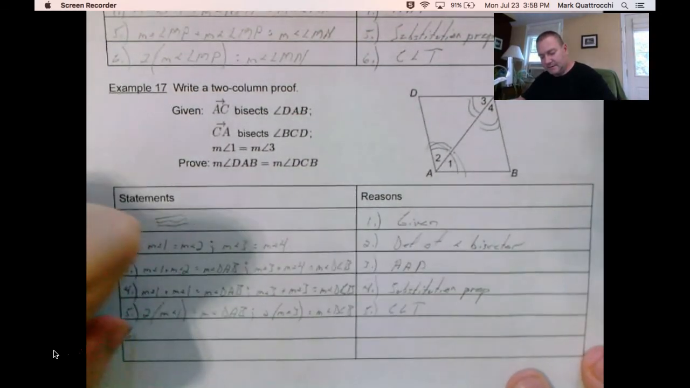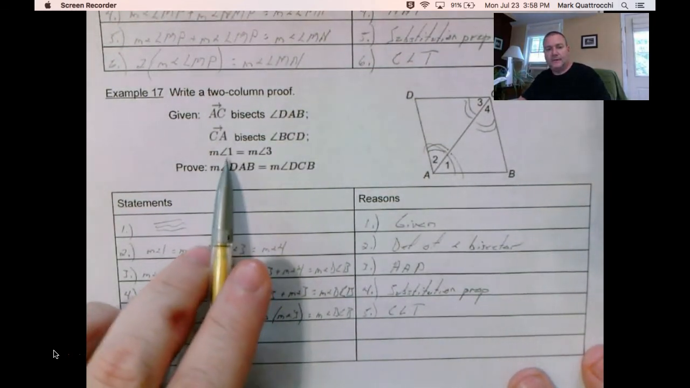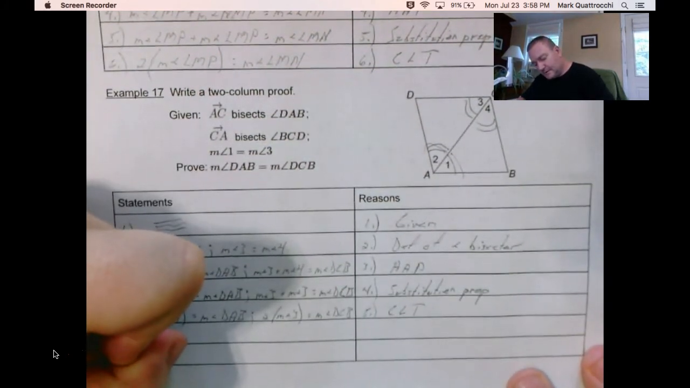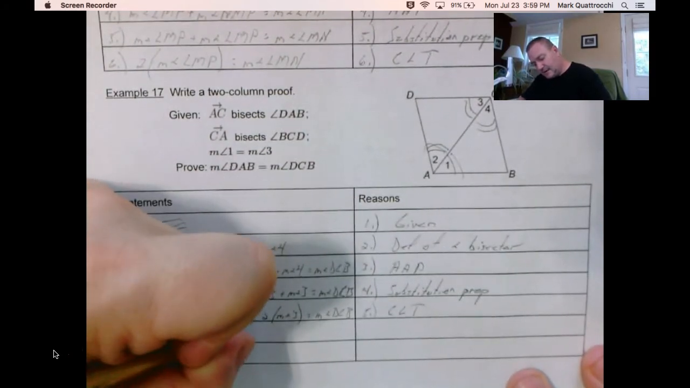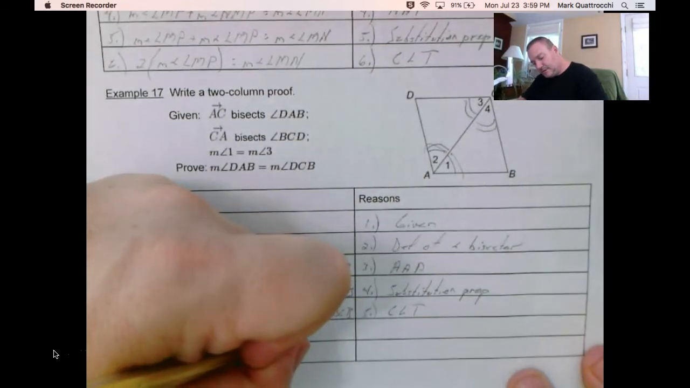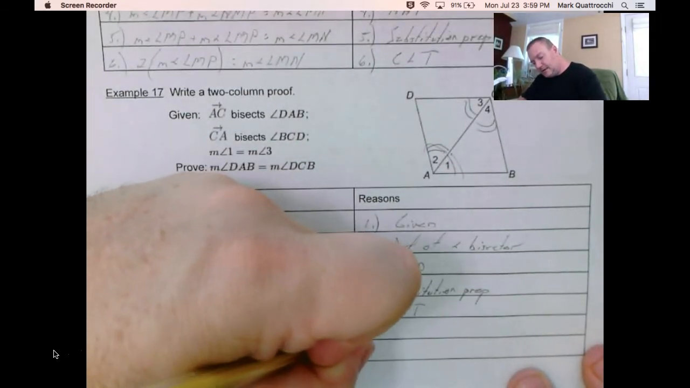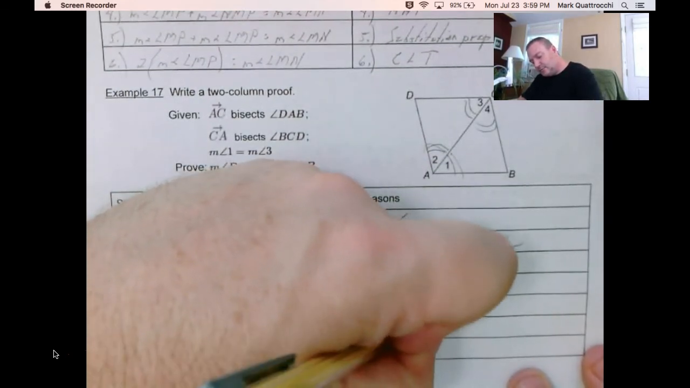Statement 6. Instead of writing angle 3 here, I can substitute in angle 1, because they're equal. So 2 times the measure of angle 1 equals the measure of angle DAB. 2 times the measure of angle 1 equals the measure of angle DCB. Again, substitution property.